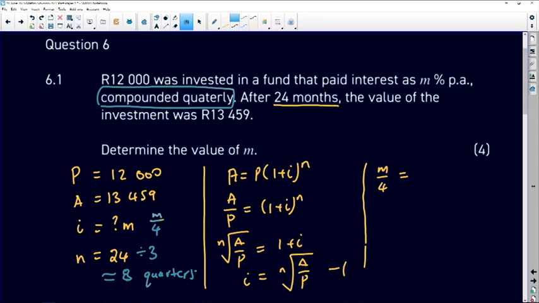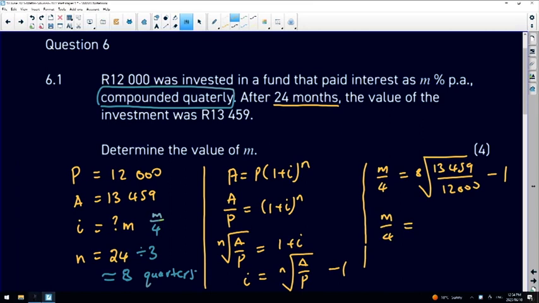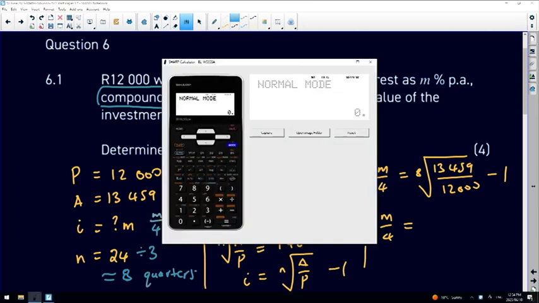But then that's not a train smash. Our N value is 8, so we're looking for the 8th root of 13,459 divided by 12,000, and we are taking away 1. And then whatever you're going to get, you have to multiply it by 4. So M over 4 equals, I think that calculation we're going to get from this quickly. Let's see how that is going to pan out.